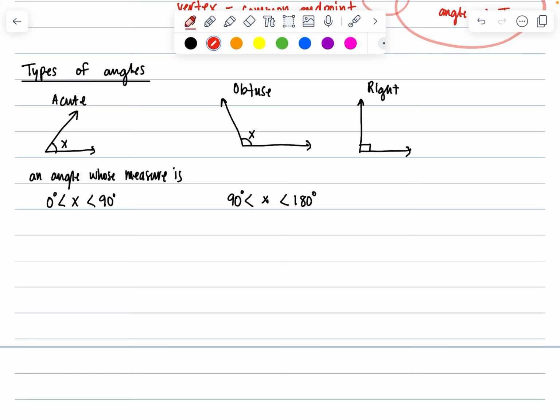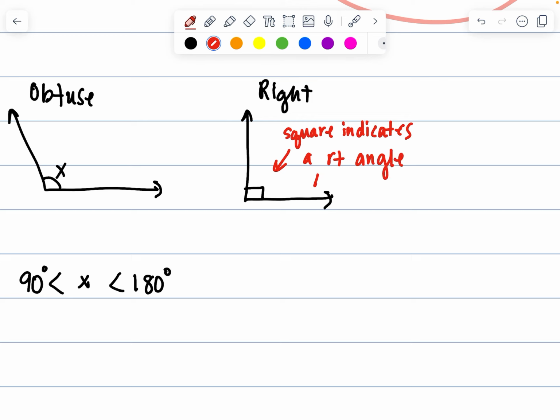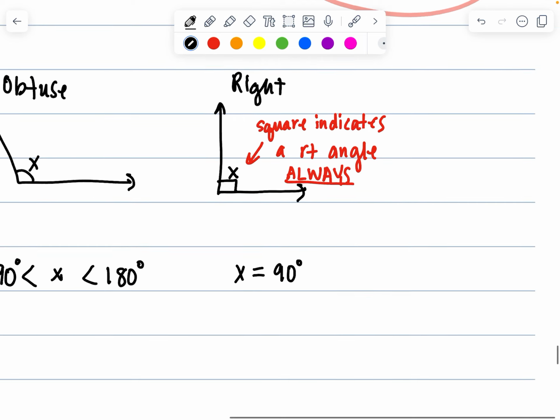Very, very important that we use a square to indicate a right angle. Square indicates a right angle. Always. If it looks like a right angle but doesn't have the square, then it is not a right angle. It can be 89.9 degrees, okay? So here, this is our angle X. So X is exactly equal to 90 degrees.